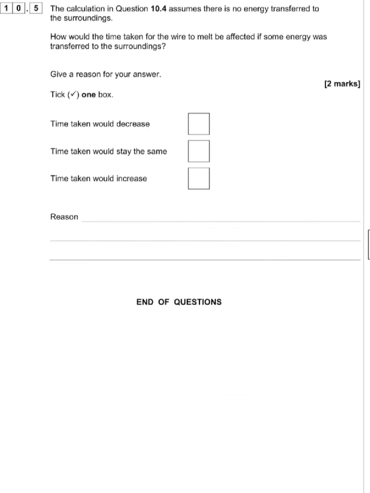The last question says that the previous question assumes there is no energy transfer to the surroundings. How would the time taken for the wire to melt be affected if some actually was? So what we're saying is some of the energy that was being supplied is going to get lost to the surroundings. So not all of the energy is going to go straight into melting that fuse wire. So if that's the case, then the time taken is going to increase because actually we're going to need more energy in total to be transferred.